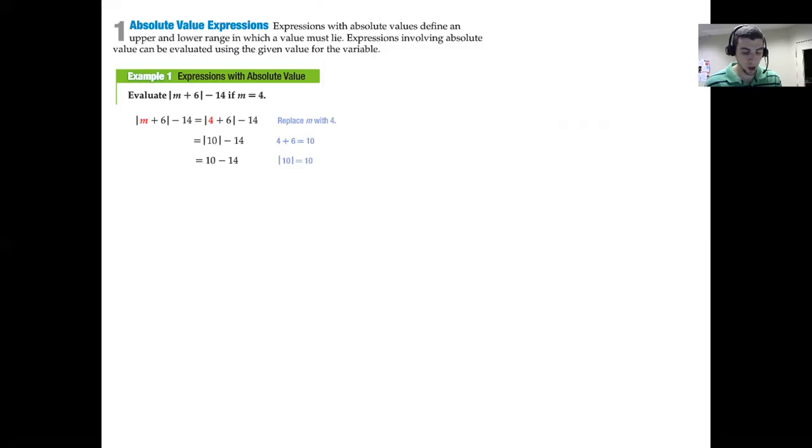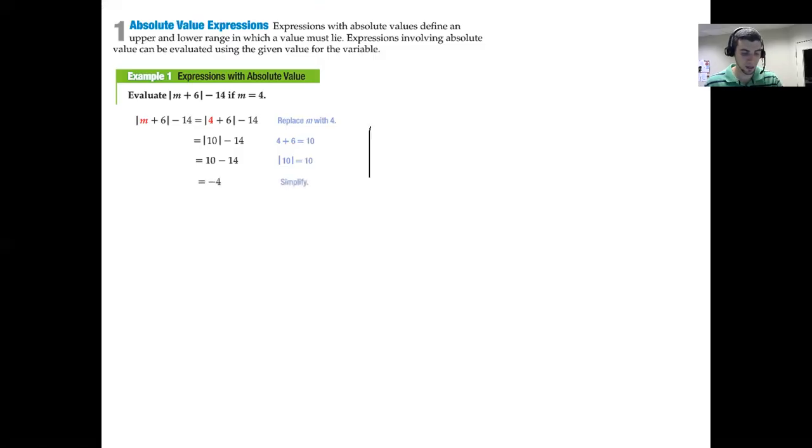One of the most common misconceptions that students have is that with absolute value, you just change the sign. Not really. If you take the absolute value of a positive number, the number is still positive. If you take the absolute value of a negative, the answer is always a positive number. Okay? So then here we just do 10 minus 14, which is negative 4.